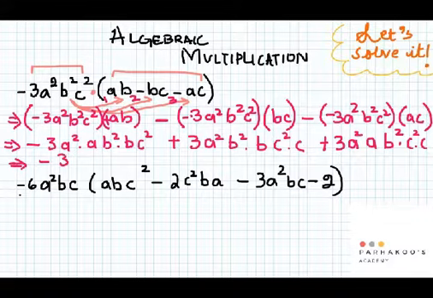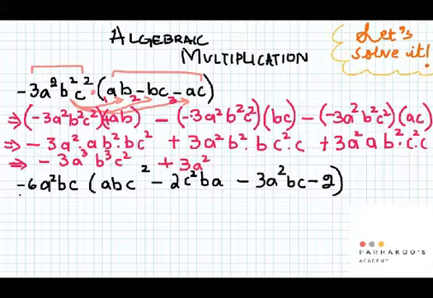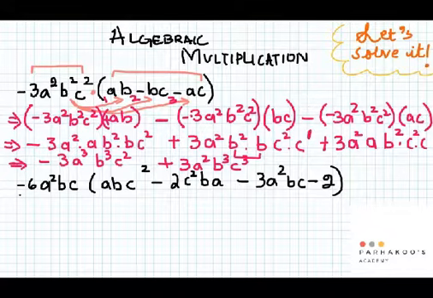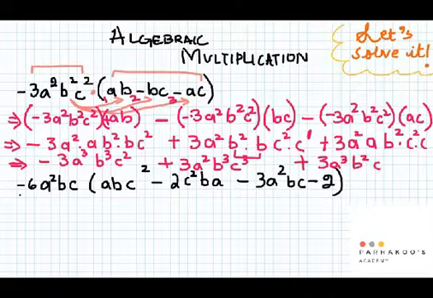Minus 3, this is 3a cubed, b cubed, c squared, plus 3a squared, we have b, c cubed. So we have nothing here, so we have 1 here, remember. 3a cubed b squared c cubed. Now let's try this one.